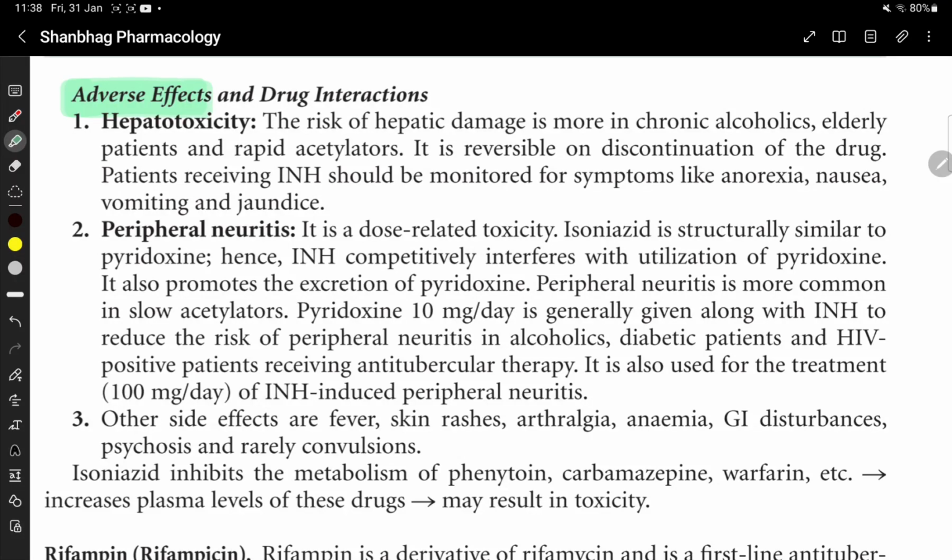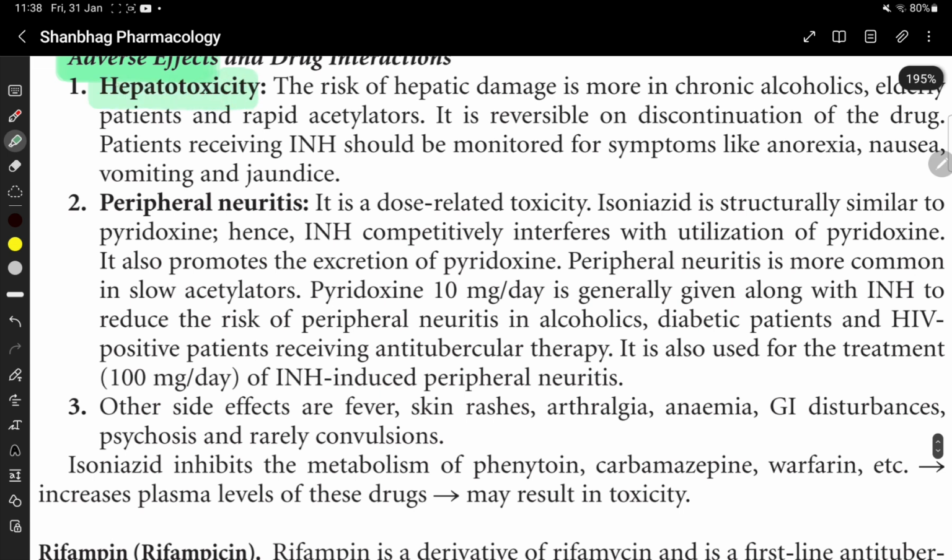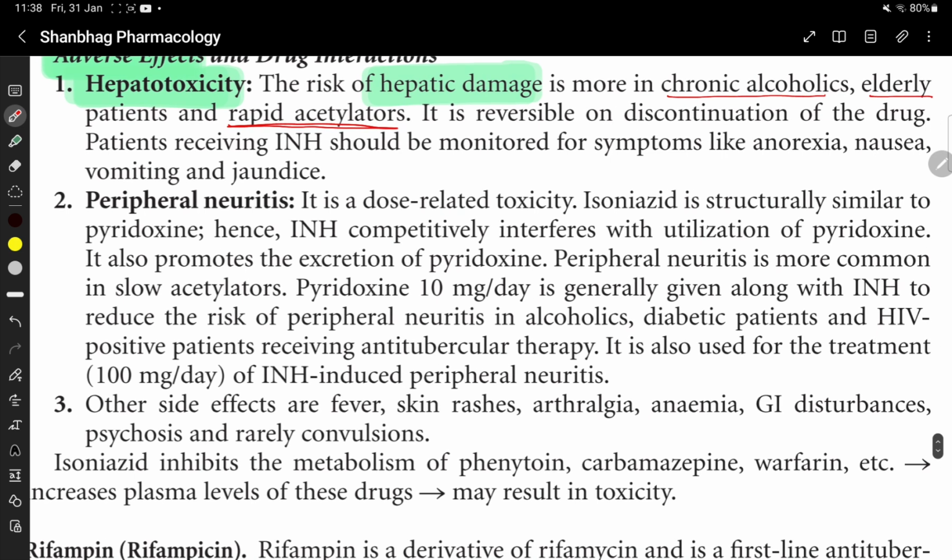Adverse effects and drug interaction of isoniazid. First is hepatotoxicity. The risk of hepatic damage is more in chronic alcoholics, elderly patients, and rapid acetylators. It is reversible on discontinuation of the drug. Patients receiving isoniazid should be monitored for symptoms like anorexia, vomiting, jaundice, and nausea.